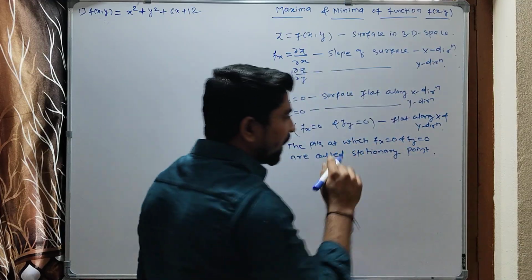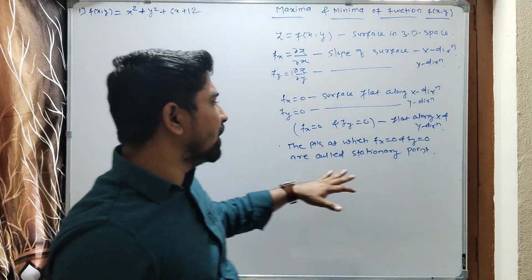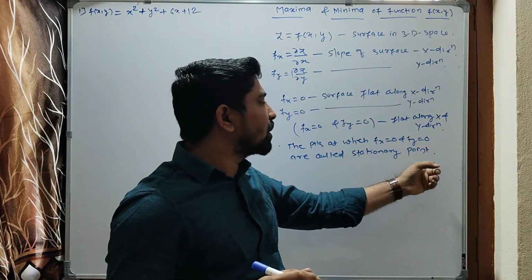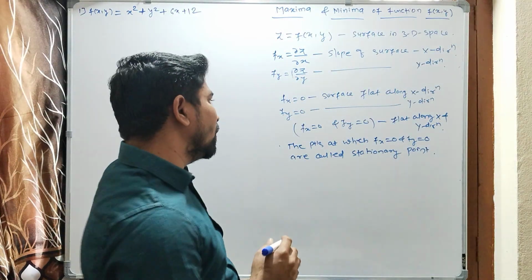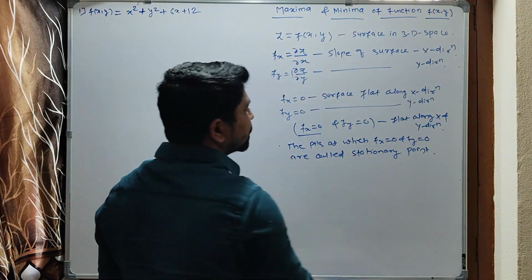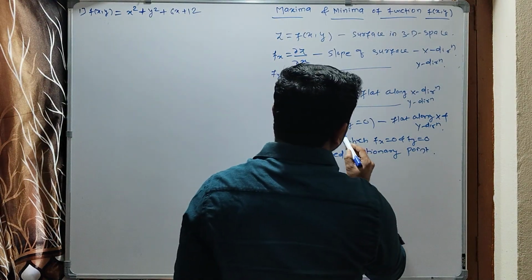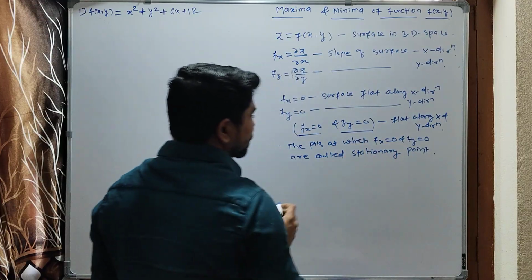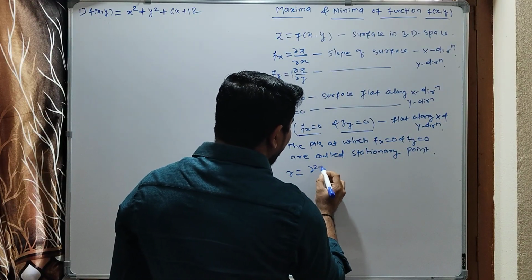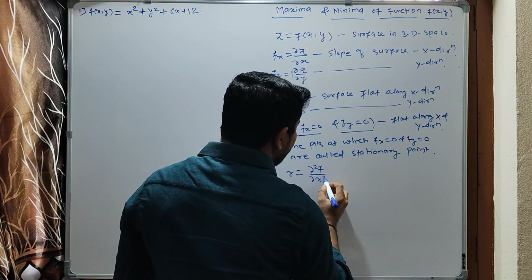Now I want to find the nature of my function z equal to f of x comma y at this point. So here this is my partial derivative along the x direction keeping y as constant. This is my partial derivative along y direction keeping x constant. Now I want to find, let's say here, r equal to dou 2f by dou x square.